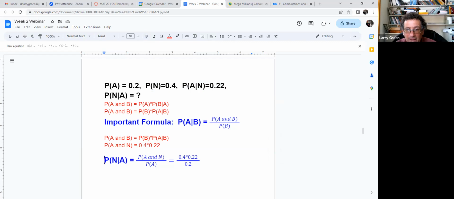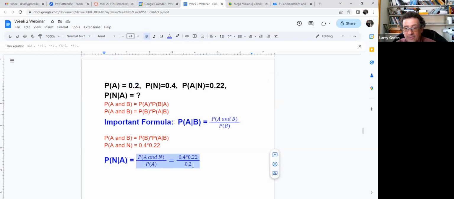Okay, now I can find the probability of N given A by using this formula. That's the probability of A and N divided by the probability of A. Using this formula with different letters, but it's basically the same formula. So the numerator, probability of A and N, is the 0.4 times 0.22, which I put in the numerator. The denominator, probability of A, is 0.2.